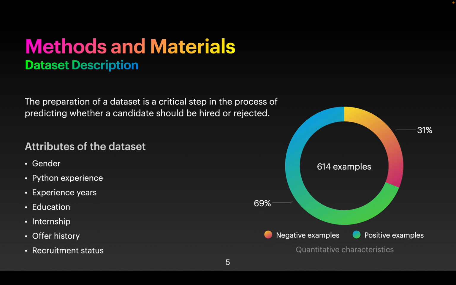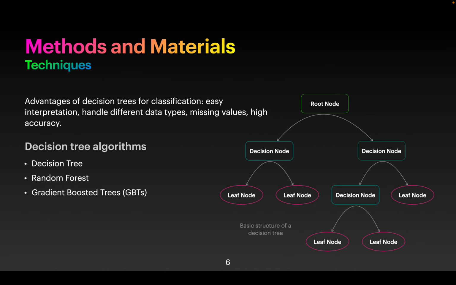The dataset used for the experiment includes information about the candidate such as gender, work experience, education, internship, score, salary, offer history, location, and recruitment status. An attribute of prediction is recruitment status. In the presented diagram, you can see the quantitative characteristics of the dataset by the resulting attribute. One of the many solutions in solving hiring problems is to use decision tree algorithms because they are well suited for classification problems, which is a typical use case in the hiring process.